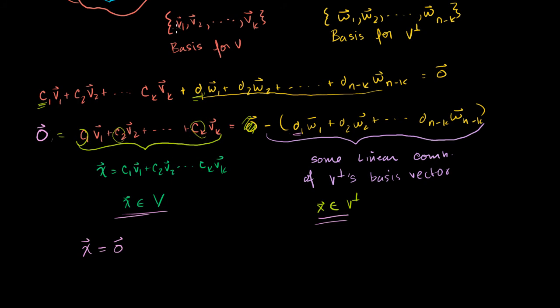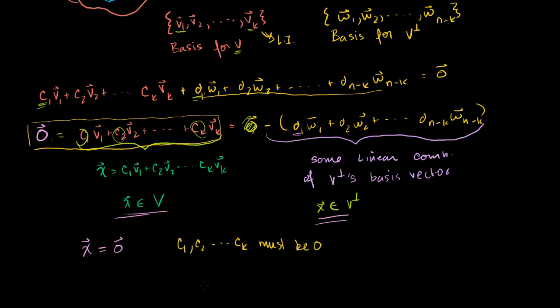What does c1, c2, all the way to ck have to be? We know that v1 through vk is a basis for V. That tells us that they span V and that they are linearly independent. Linear independence, by definition, means that the only solution to this equation right here is that all of the constants have to be 0. So the linear independence tells us that c1, c2, all the way through ck must be 0. So all of these guys right here must be 0.